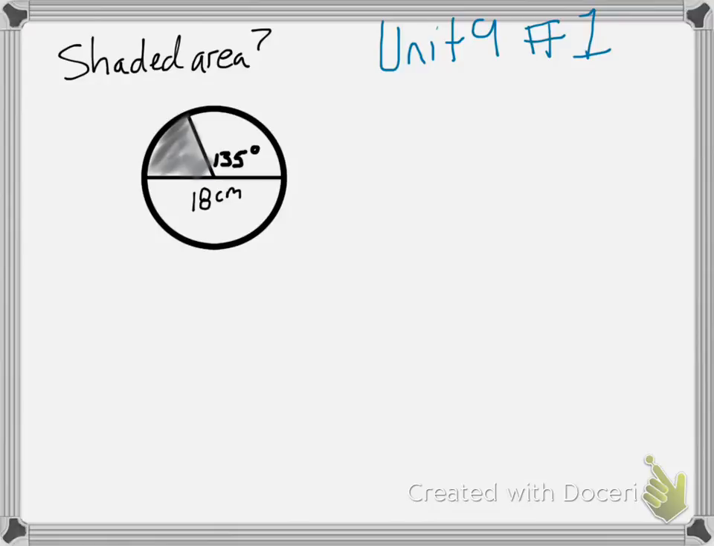So, looking at this problem, the question is what's the shaded area of the shaded region, which is the region right there. So what's the area of that? Houston, what are we going to have to do to solve this kind of problem? What do we got to set up?